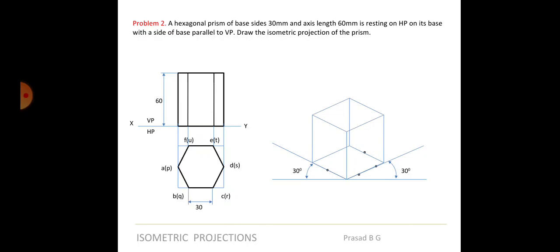One, 2, 3, 4 and 5, 6. 6 points you will get, and you will complete the hexagon. Now after you complete the hexagon, you know that you will not directly take the center and go to the top. Here what will be the case?